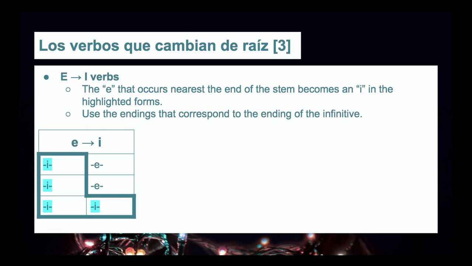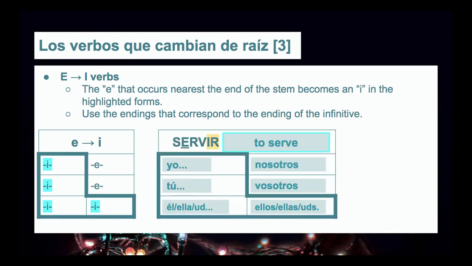And here's the last type of present tense stem change, the E to I change. The example here is servir, meaning to serve. The E in the stem will change to an I in the boot forms, and I'll use the regular IR endings as servir is an IR verb.